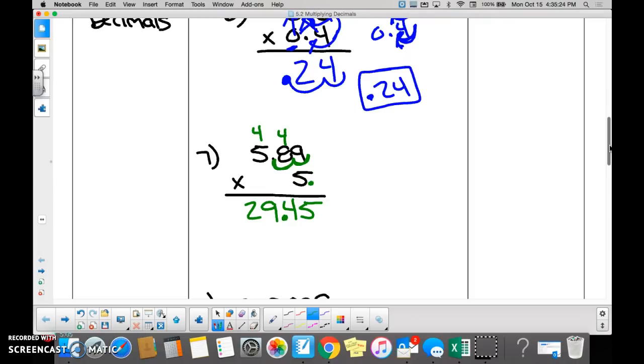Just for kicks and giggles, let's do a quick estimate. 5 and 89 hundredths is about 6. 5 is about 5. 6 times 5 is 30. I know that my final answer is really close to 30, so I'm good to go there.